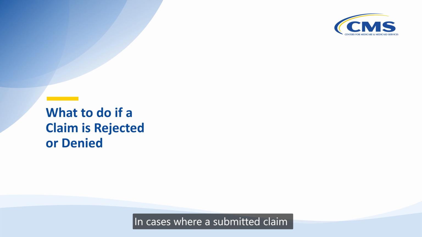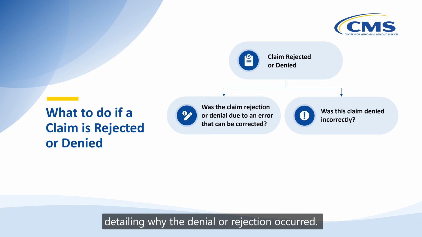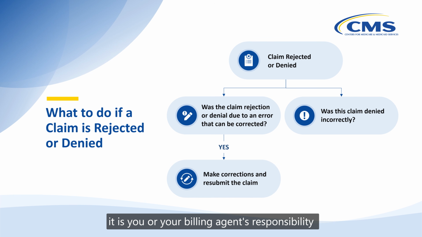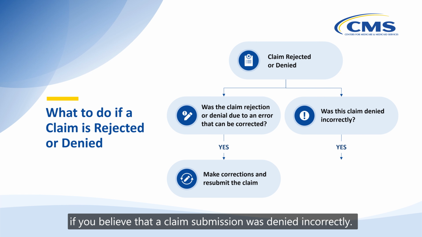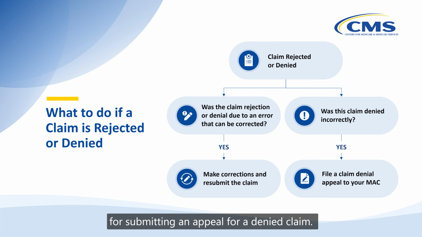In cases where a submitted claim is denied or returned by your MAC, please review the associated documentation sent from the MAC detailing why the denial or rejection occurred. If your MAC specifies that your organization's claim submission was rejected and was unable to be processed, it is you or your billing agent's responsibility to correct the errors in the submission and submit a new claim. You may file an appeal with your MAC if you believe that a claim submission was denied incorrectly. Please follow your specific MAC's instructions for submitting an appeal for a denied claim. The Who are the MACs page on the CMS website provides a list of MAC web pages with further information on specific appeals processes.